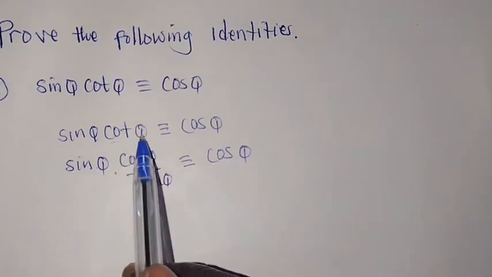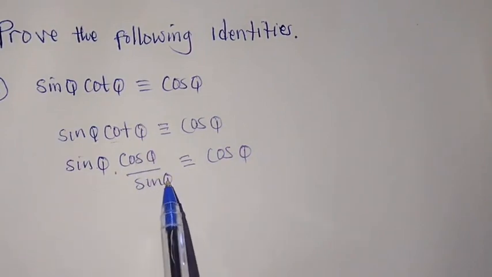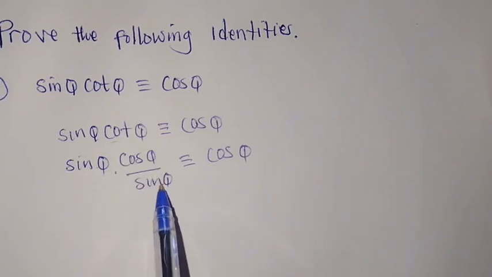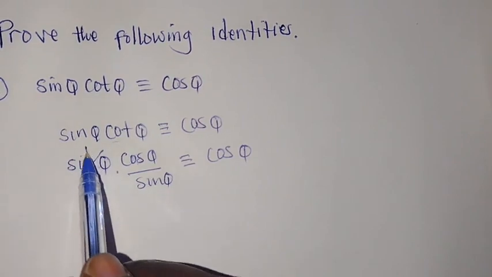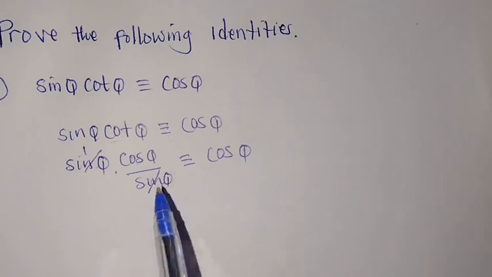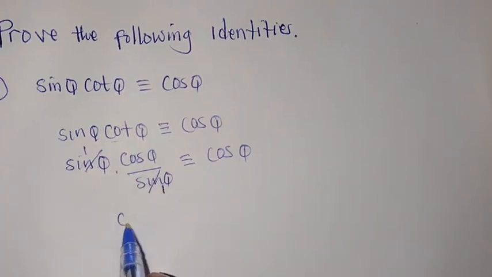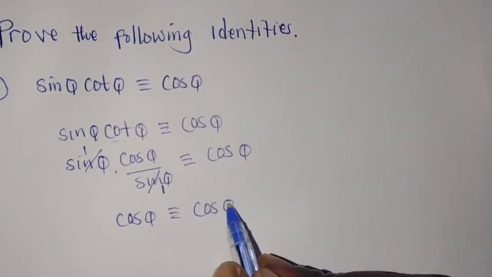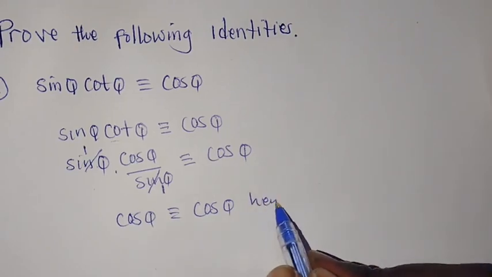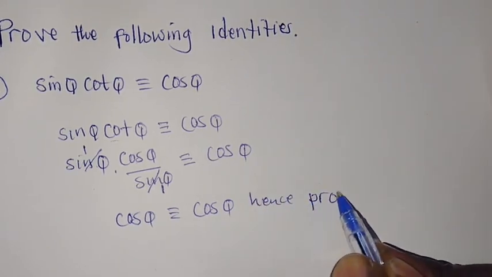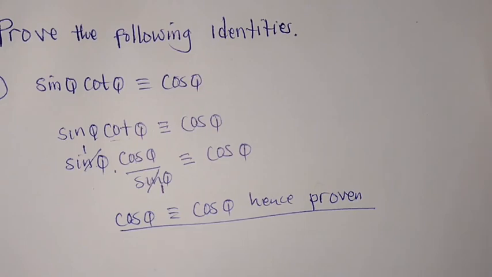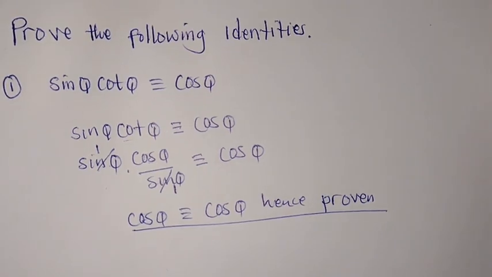Since cot theta has given us cos theta over sin theta, we can check. Since we are multiplying sin theta times cos theta over sin theta, we can cancel. Here it's a 1, even here it's a 1. So we are going to remain with cos theta is equal to cos theta. So we can see that it's proven. So we just write hence proven. So this is our answer. We have answered our question 1. Let us now move on to question 2.